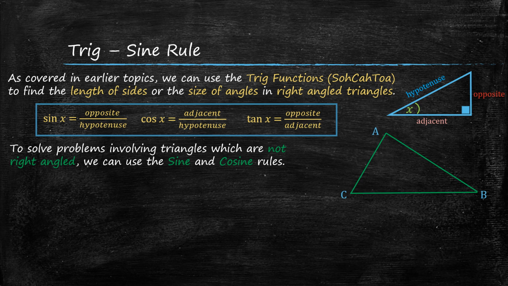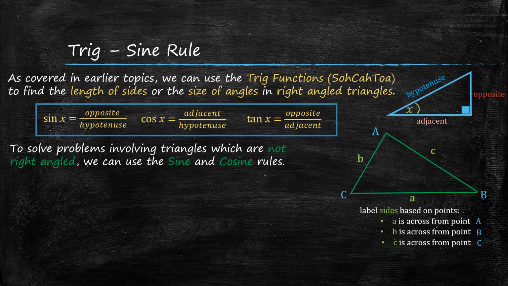Okay, let's draw our triangle, which is not right-angled. Triangle ABC is a scalene triangle. There is no right angle present. The first thing we want to do to understand these rules is to label the sides, and we label the sides based on the points. So side A is across from point A, side B is across from point B, and side C is across from point C. Now that we've labelled the sides, we can explore the sine and the cosine rules.